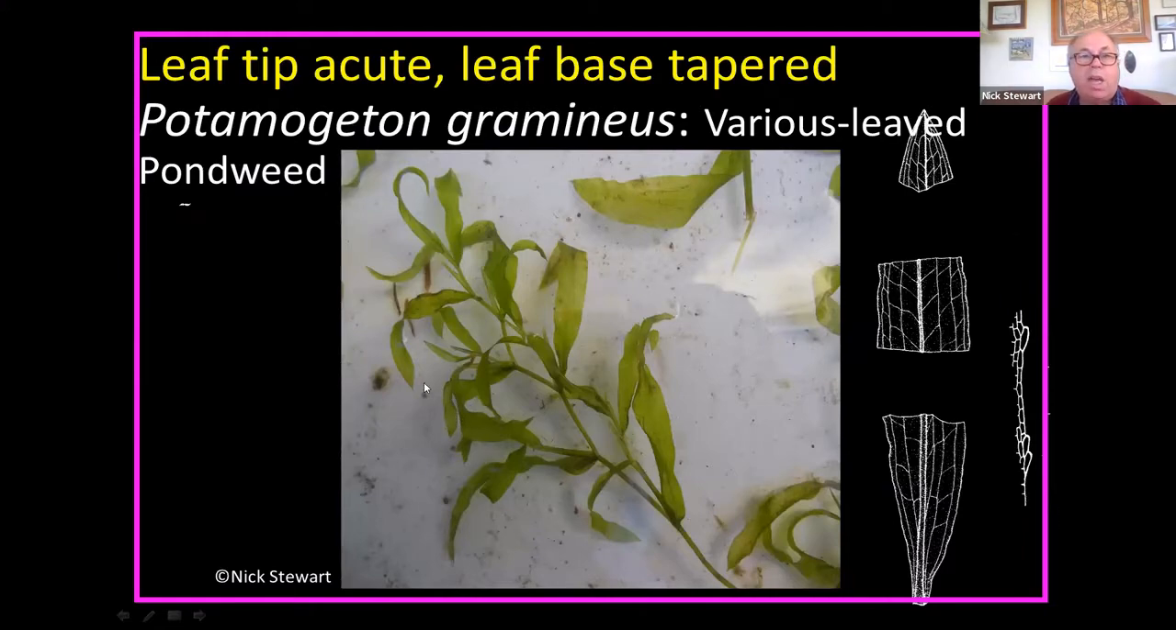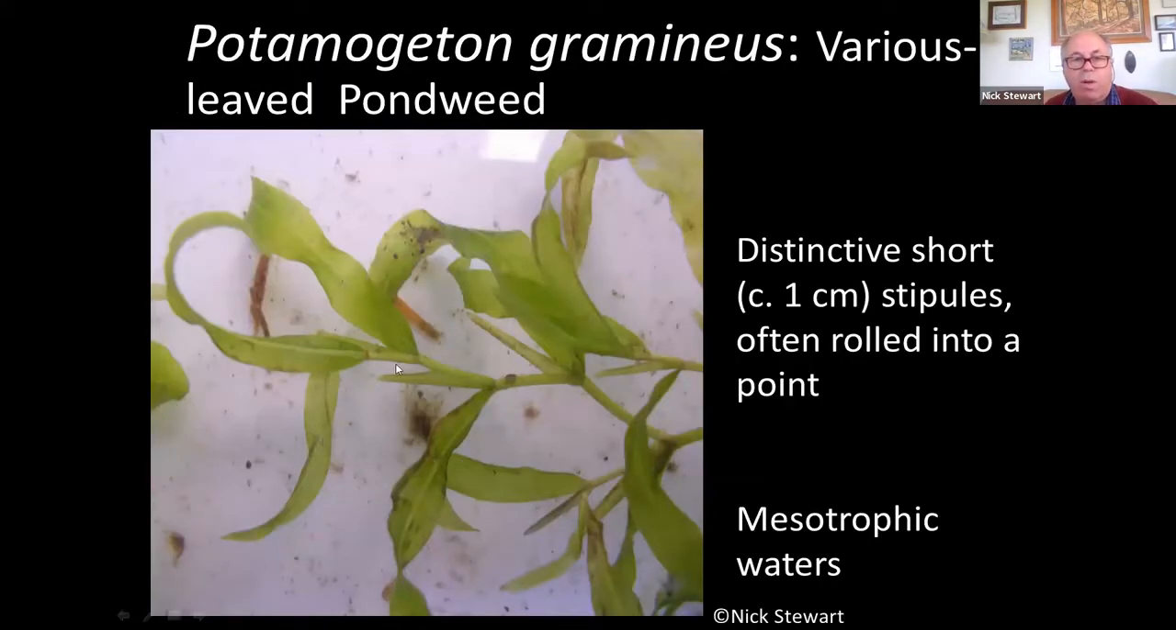And here we just have the one option, Potamogeton gramineus, the various leaved pondweed. It's the only one with that combination. And there are a number of other characters that are quite typical of it. This curliness is very typical. It has really quite short stipules, often about just a centimetre long, sometimes a little longer. And they often roll up into a point and pull away from the stem, and that can produce quite a distinctive pointy stipule sticking out from the nodes.